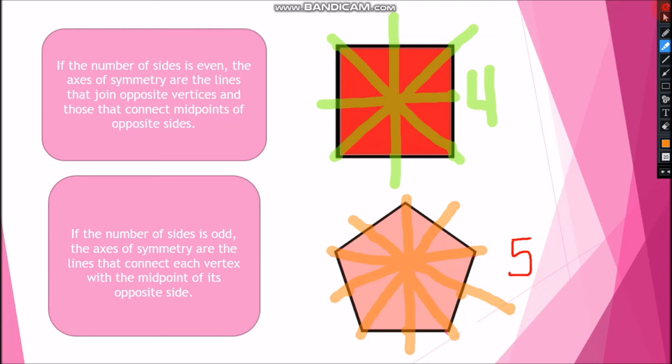Perfect. And I have 1, 2, 3, 4 and 5 axes of symmetry. Y tengo 5 líneas de simetría. Okay, continue.